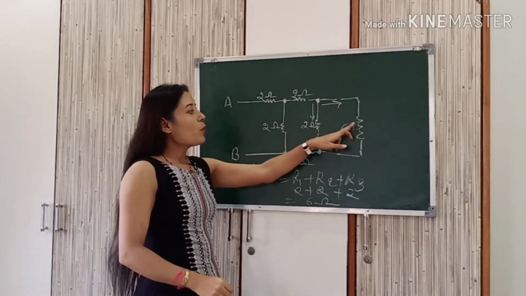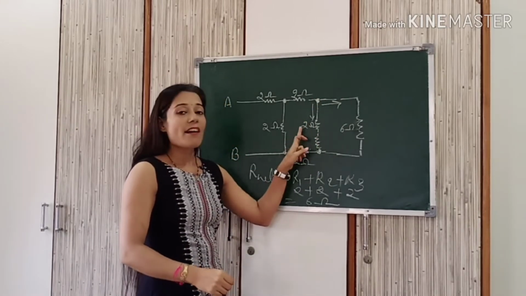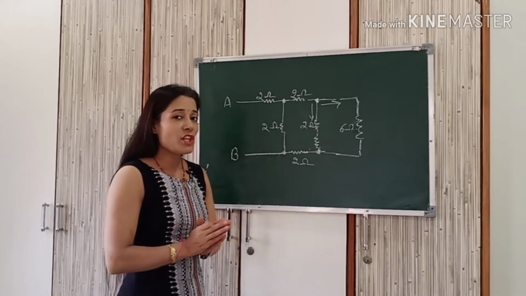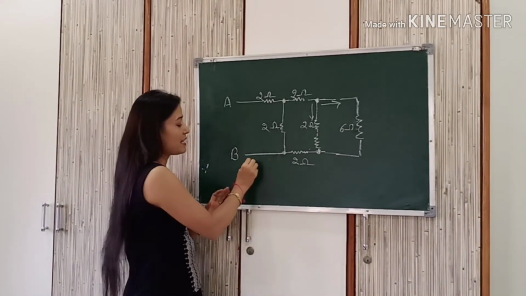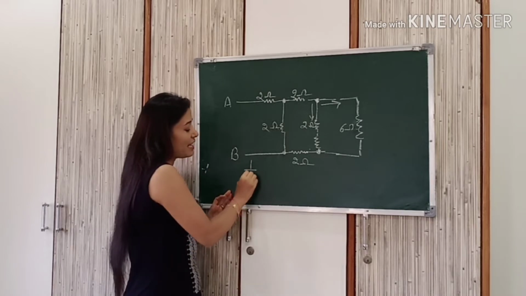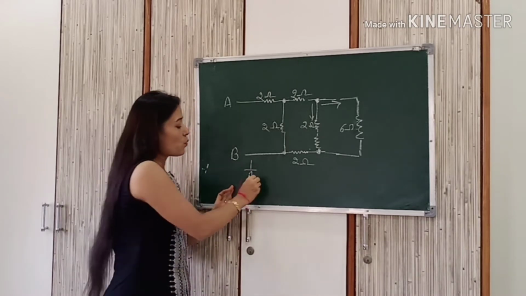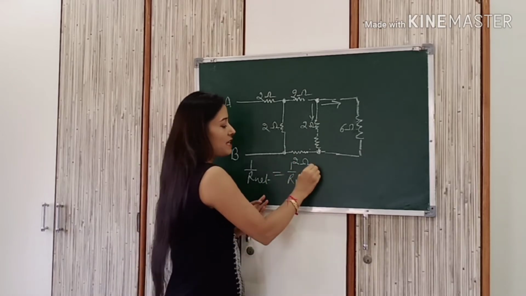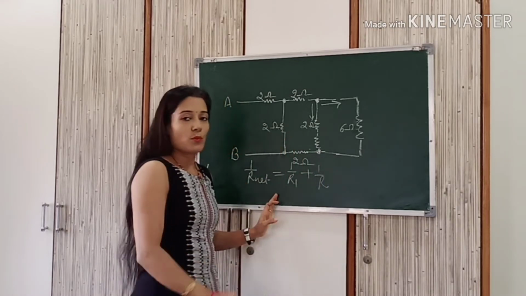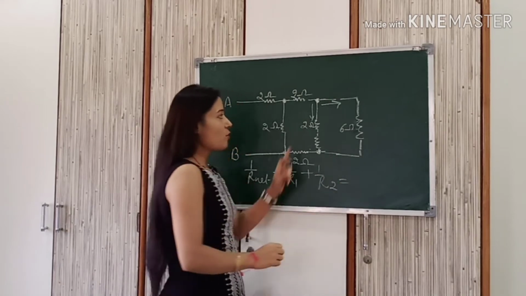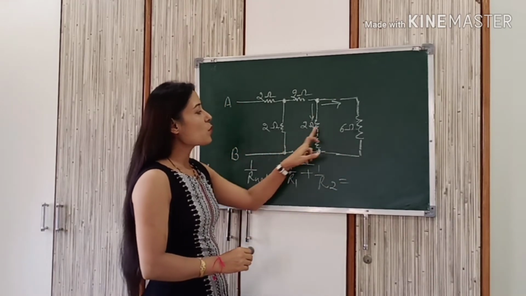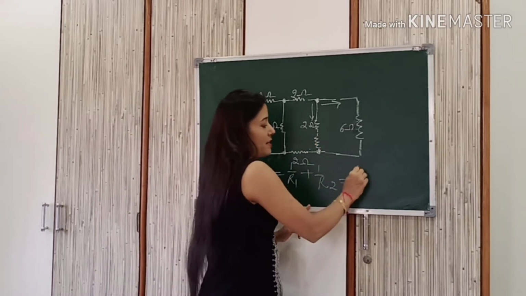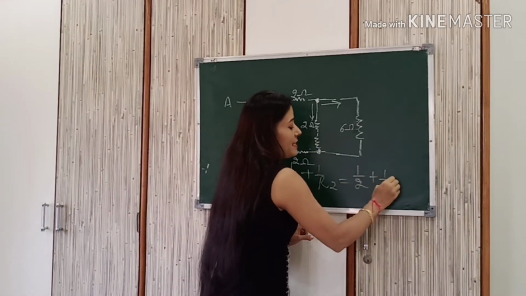So both these two resistances are in parallel combination. So what happens in parallel combinations? We have already learnt that reciprocals of the values are added. So 1 upon R net is equal to 1 upon R1 plus 1 upon R2. So what is R1 and R2 over here? 6 ohm and 2 ohm are parallel with each other. R1 is 2 and R2 is 6.